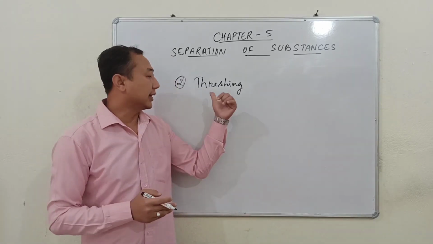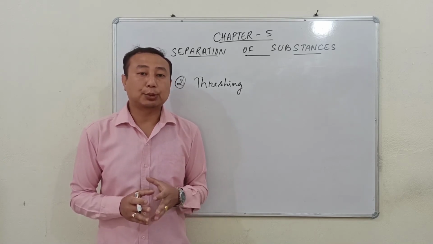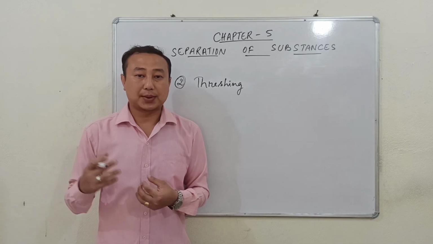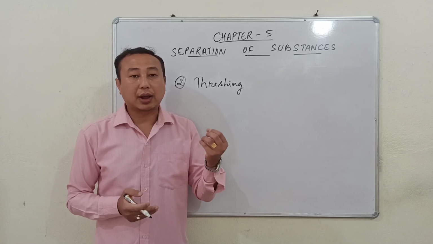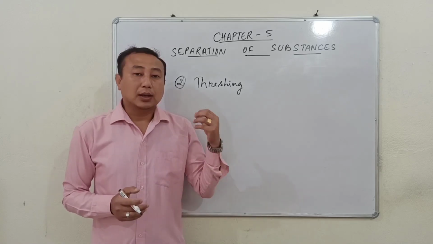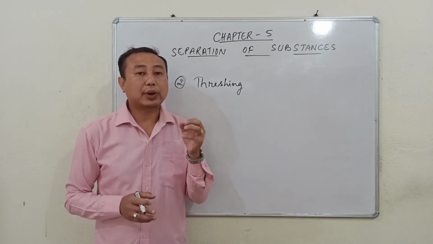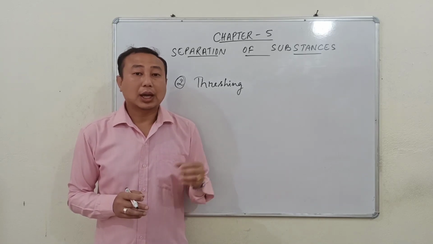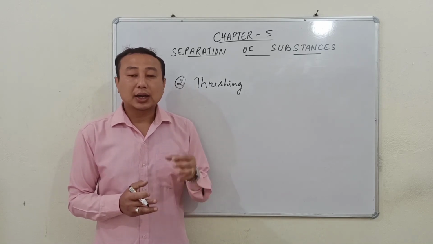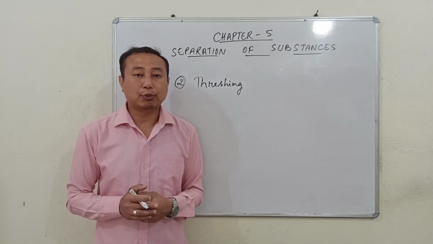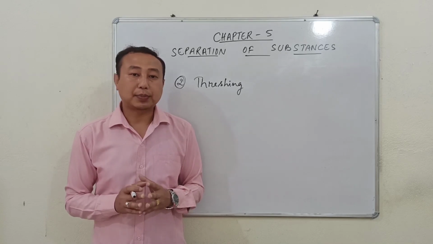The next separation technique is threshing. Threshing is an agricultural practice to separate out the grain from the stalk of the plant. During harvesting, we utilize the process of threshing to separate out the grain from the stalk of the plant. It is considered one of the most important separation techniques because the separation of the grain from the stalk is very important. If the grain and the stalk are mixed together, it reduces the quality of the grain, and above that, it increases the chance of damaging the grain. So because of that reason, the threshing process is utilized during agricultural practice.